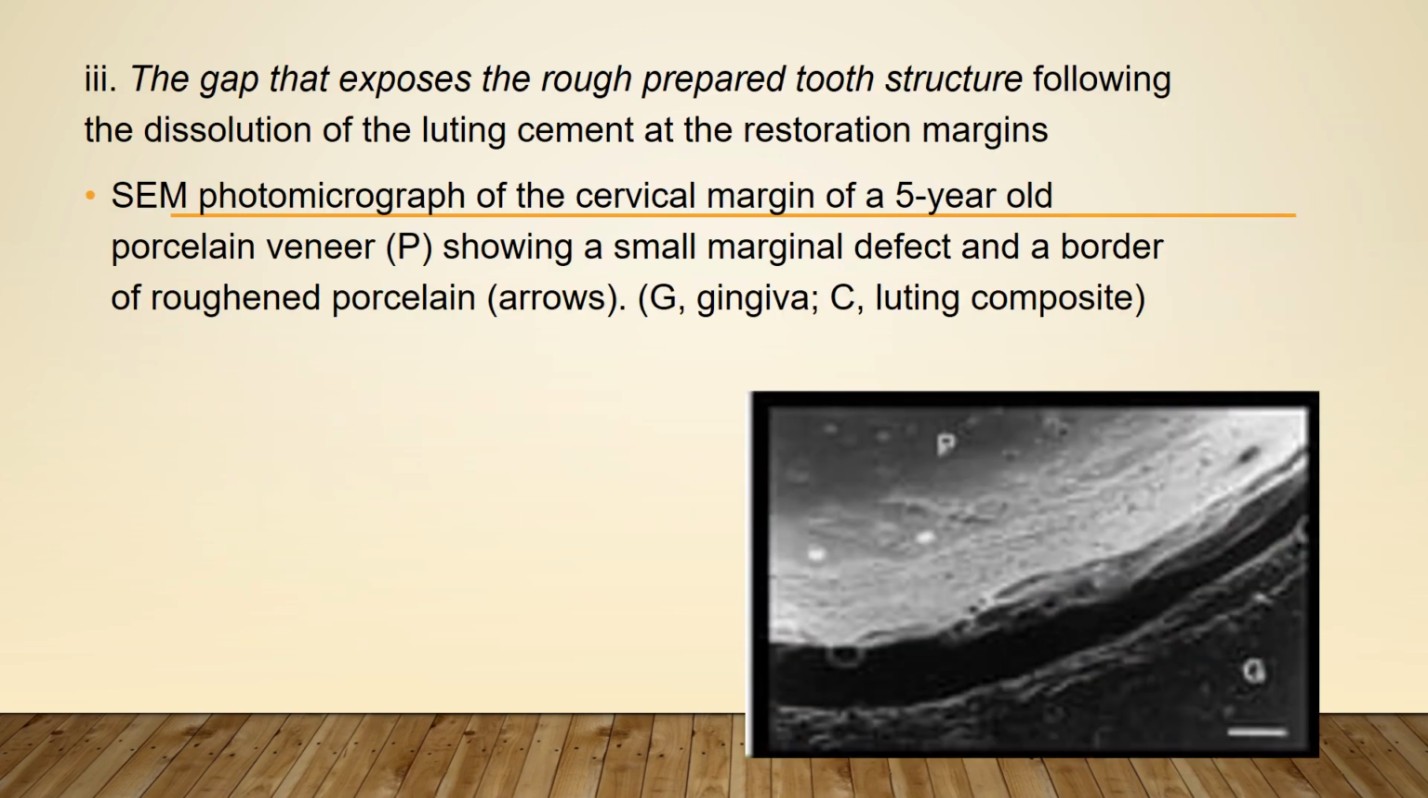The third point is the gap that exposes the rough prepared tooth structure following the dissolution of the luting cement at the restoration margins. You can see in this scanning electron microscope image the porcelain veneer showing a marginal defect and a border of roughened porcelain. This roughness, this micro gap, can favor plaque retention.